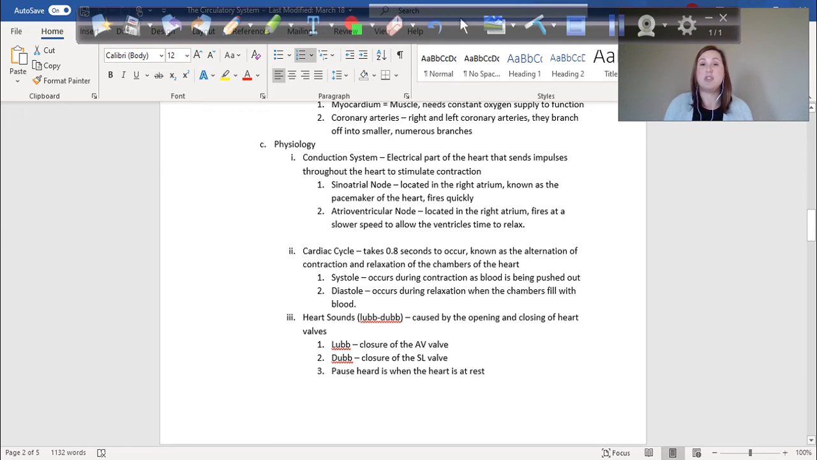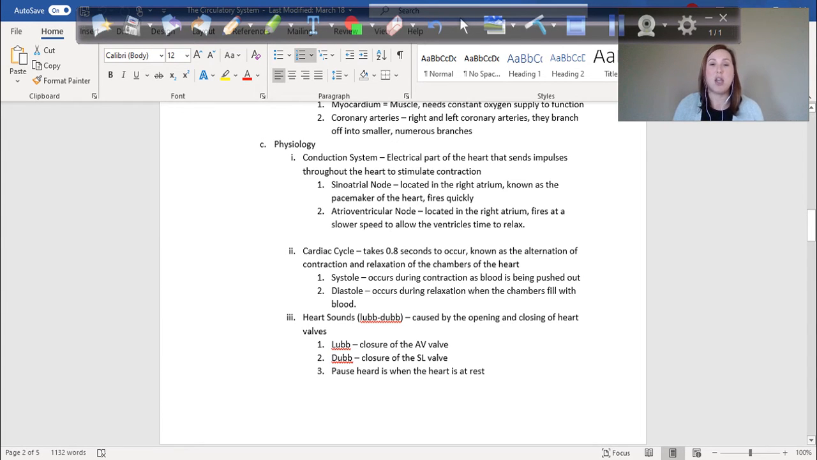It's sending those impulses to the heart, telling it contract, contract, contract, contract. And that's sending them to the right atrium. The atrioventricular node is also in the right atrium, but it fires at a slower speed. So everything starts in the right top side of the heart. It's a little bit slower because it wants to allow the ventricle to relax before it sends another impulse telling the heart to beat again.